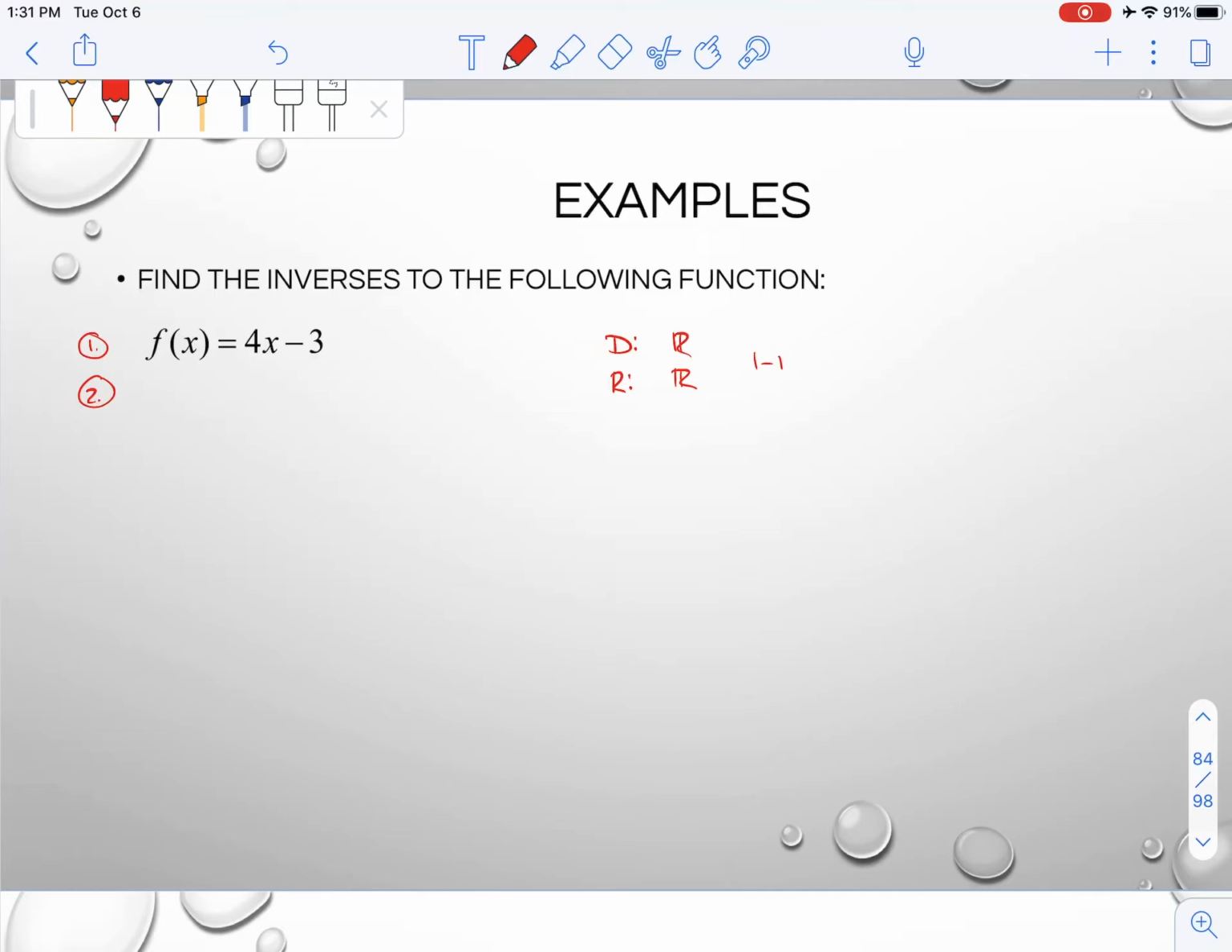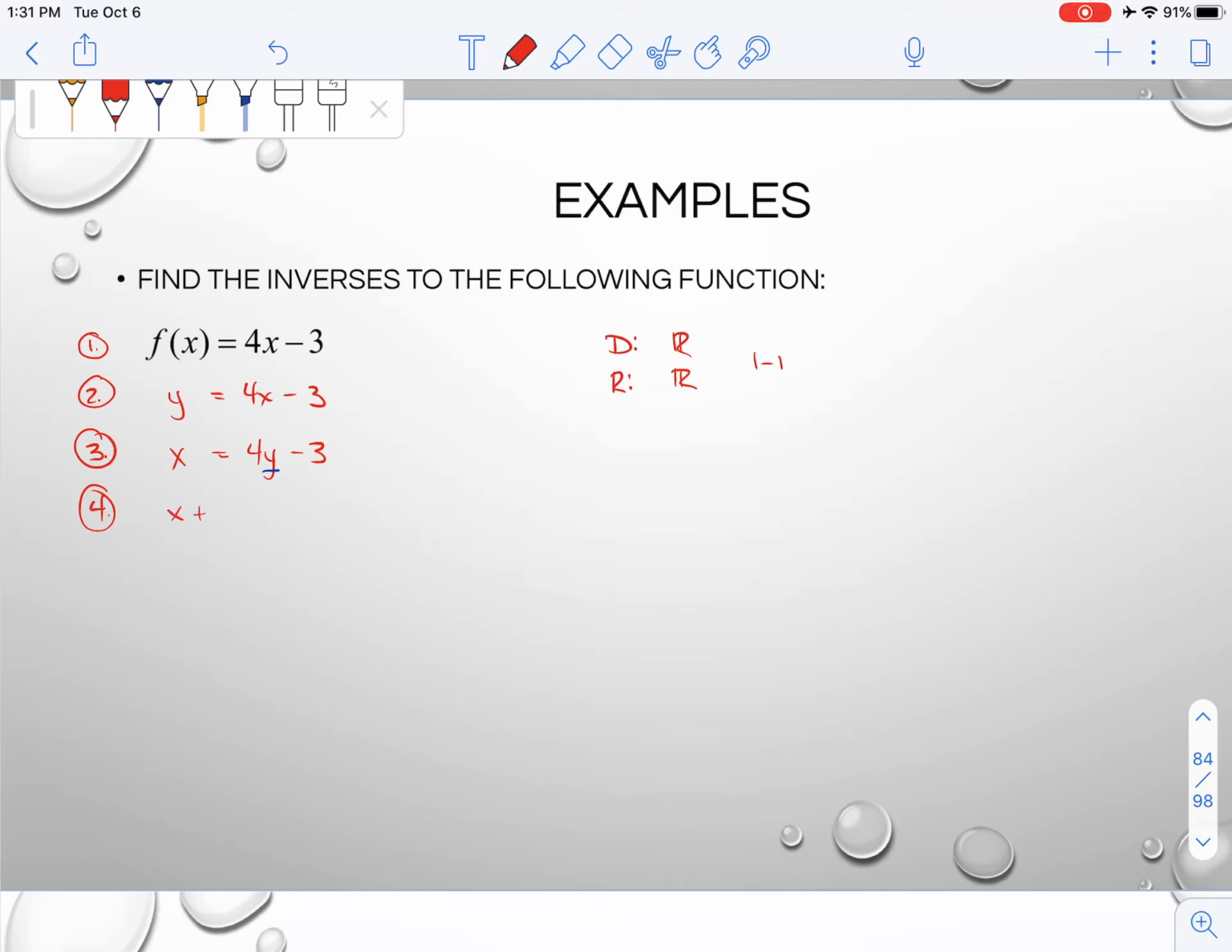Step 2, I'm going to rewrite f of x as y. So we're going to have y equals 4x minus 3. Step 3, I'm going to switch all my x and y values. So I'm going to have x equals 4y minus 3. Step 4, this is where the fun happens. We're going to solve for the new y value. In this case, it's not going to be too bad, but we're going to solve for the new y.